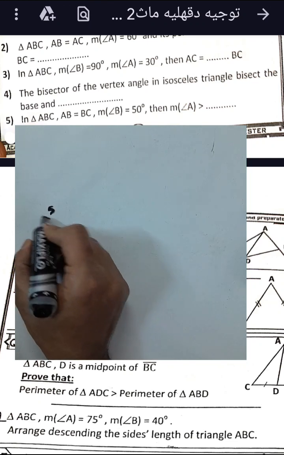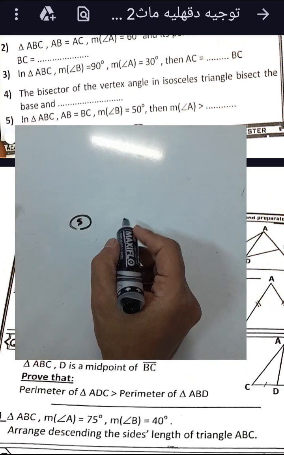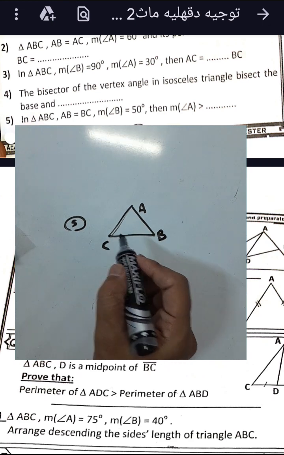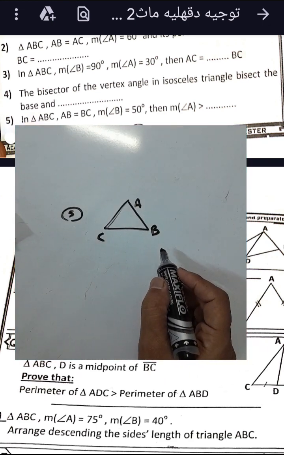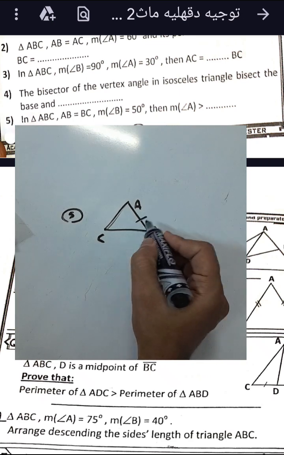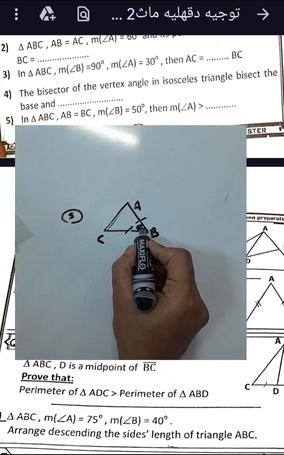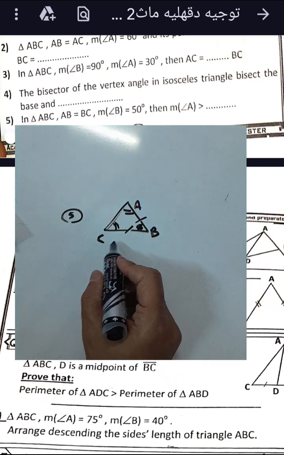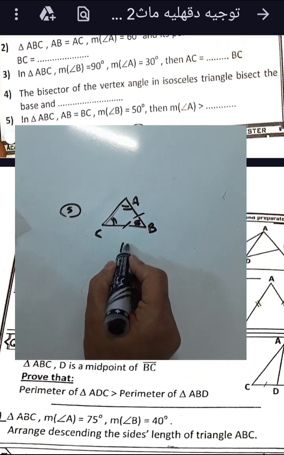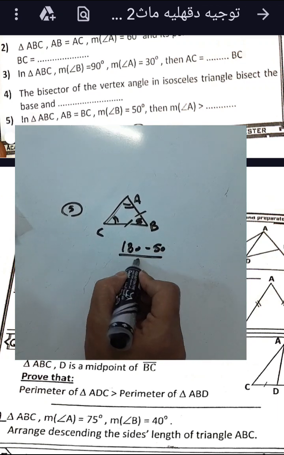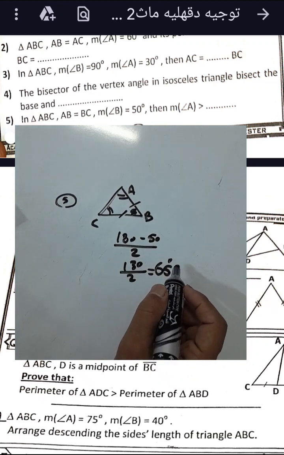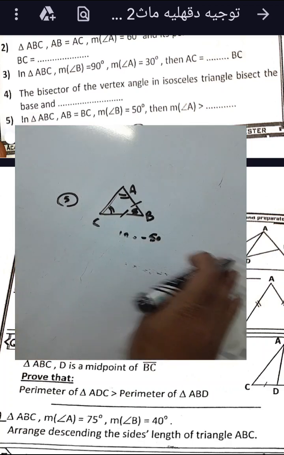Question number 5. In triangle ABC, if AB equals BC and the measure of angle B is 50 degrees, then we have equal angles in the base. We can find the measure of each one: 180 minus 50, divided by 2. The result is 130 divided by 2, which is 65 degrees. So the measure of angle A equals 65 degrees.